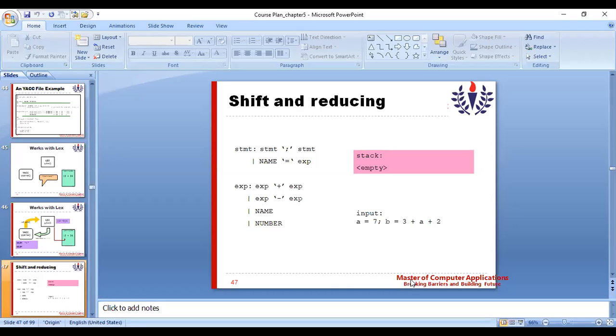Using the stack, how this shifting and reducing will happen, we will discuss in the next session with an example. With this, I'll be ending the session. In the next session, we'll be discussing shift and reduce with an example.